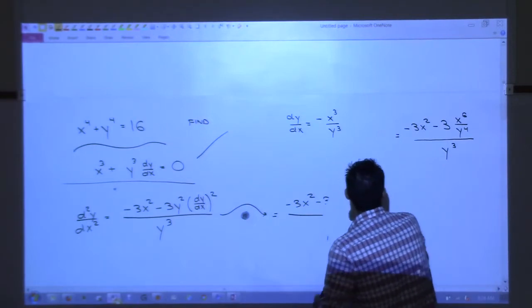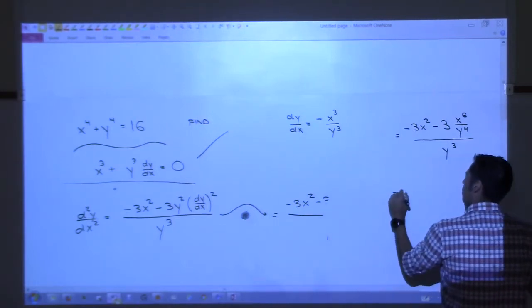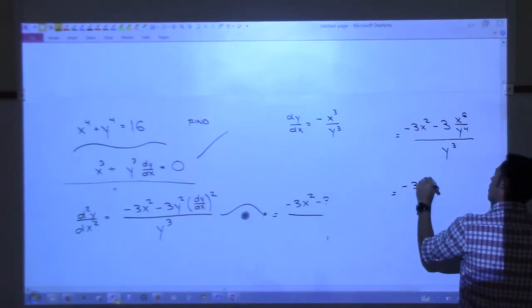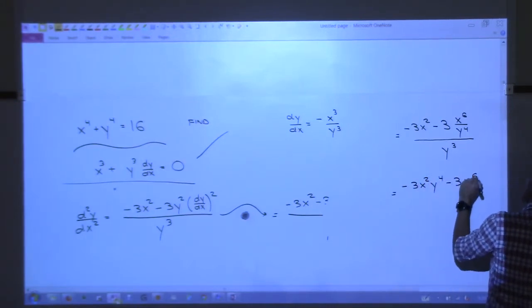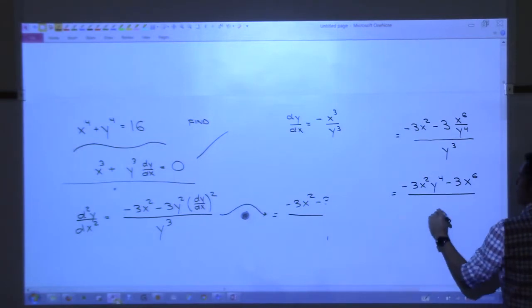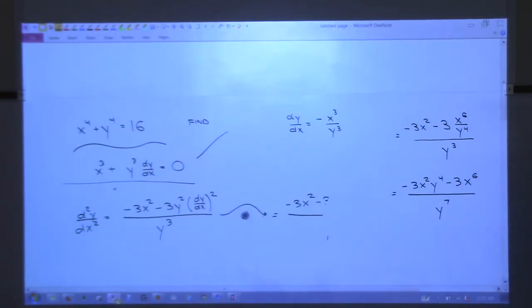See if you follow me here. This equals negative 3x squared y to the 4th minus 3x to the 6th over y to the 7th. So what did I do here? It's kind of like a common denominator. I wanted to clear this y to the 4th out. I didn't want a fraction here anymore.